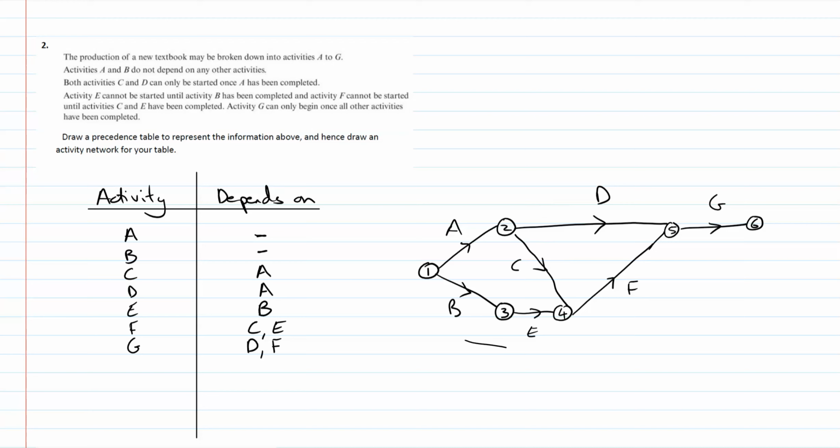E requires B, that's fine. F requires C and D, that's fine. And then G requires D and F, so that's all accounted for as well. So that's all fine too. Okay, it's easy to go wrong.